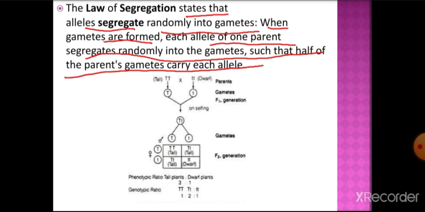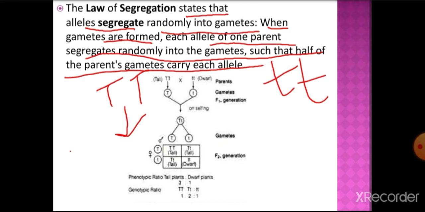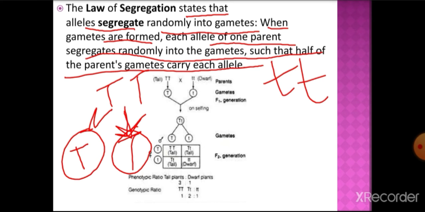In easy terms, you can see in here, this is the parent and this is the parent, and when the gametes are formed, this T goes here, this T goes here, right? So both these alleles are segregating. Similarly, this small t and this small t segregate, or distribute themselves, with one allele going randomly into one gamete. So that's all the law of segregation said, that the alleles segregate randomly into gametes.